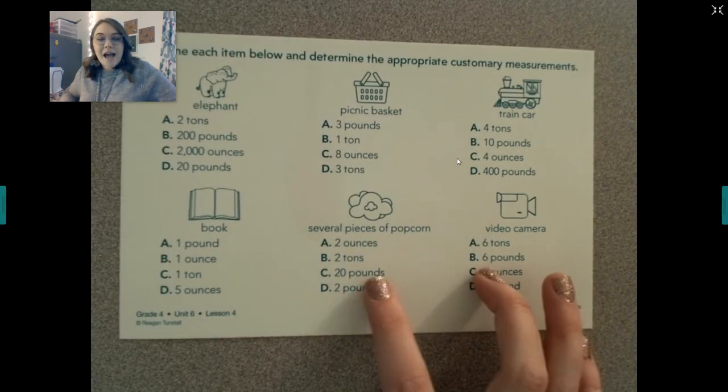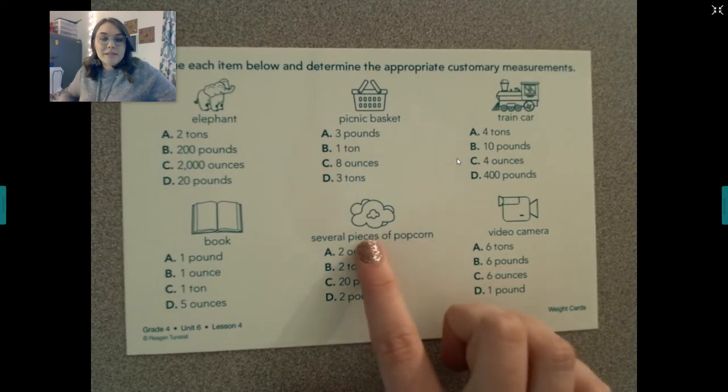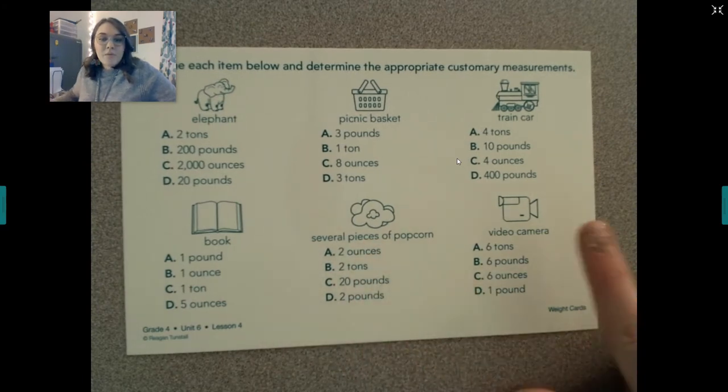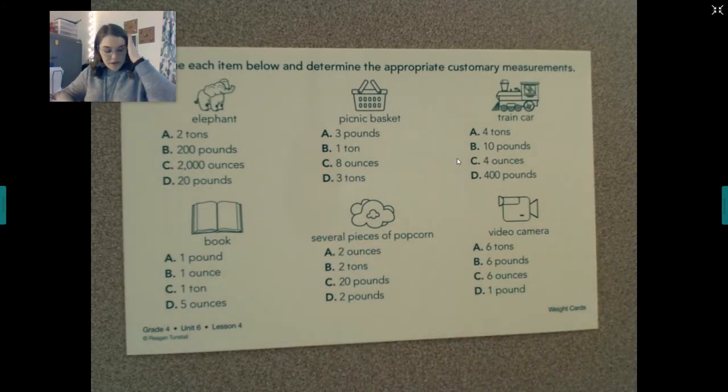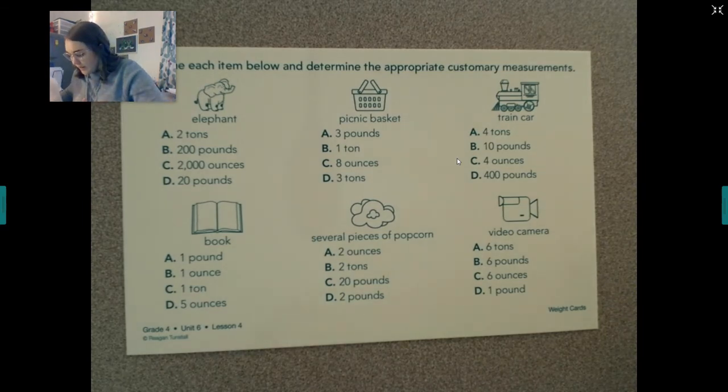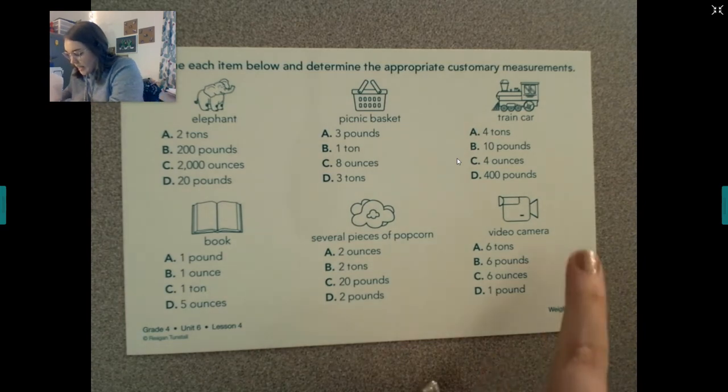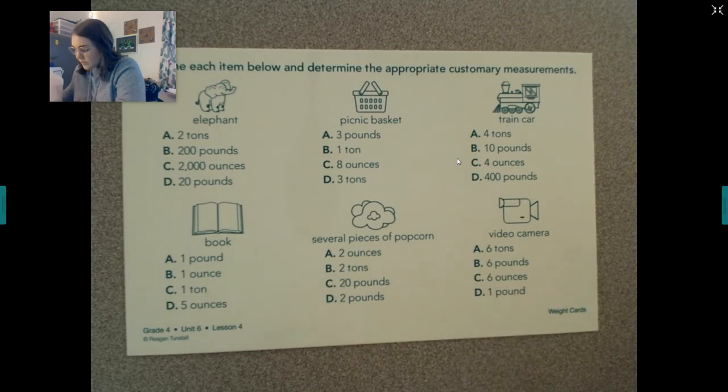Okay, I want you to do these last two on your own. Think about what several pieces of popcorn would be and what a video camera would be, and then we're going to move on. Okay, so I hope that you said several pieces of popcorn would be about 2 ounces, maybe like 2 handfuls of popcorn. And a video camera would be about maybe 1 pound.